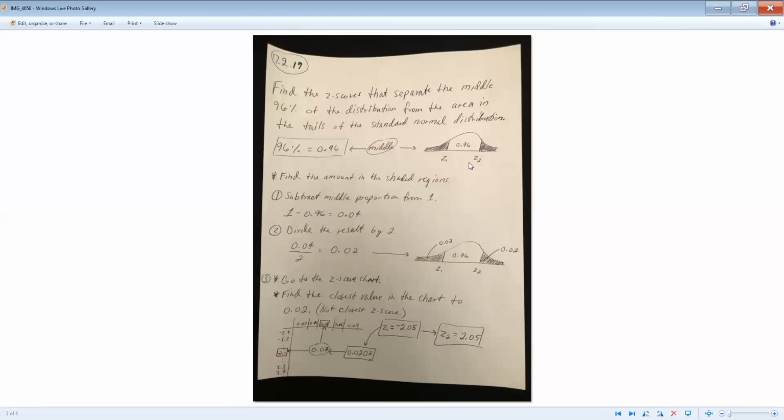Here's another one. Find the Z-scores that separate the middle 96% of the distribution from the area in the tails of the standard normal distribution. So it asks us for the Z-scores that separate the middle 96%. So 96% as a decimal is 0.96, and that's what's going to be in the middle. Remember, everything under the curve is going to be equal to 1. So if I want to figure out what's in these tails, first thing I would do is subtract it from 1, and that gives me 0.04.